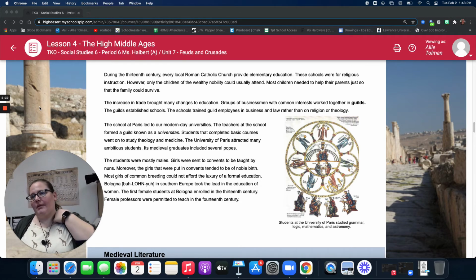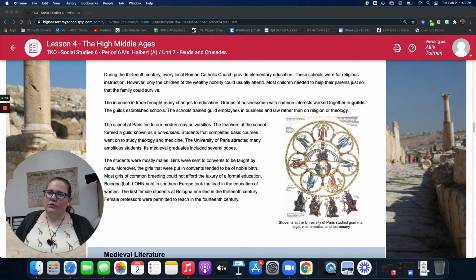Groups of businessmen with common interests worked together in guilds. The guilds established schools. The schools trained guild employees in business and law rather than religion or theology. The school at Paris led to our modern-day universities. The teachers at the school formed a guild known as Universitas. Students that completed basic courses went on to study theology and medicine.